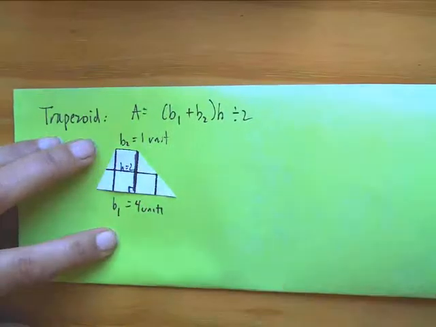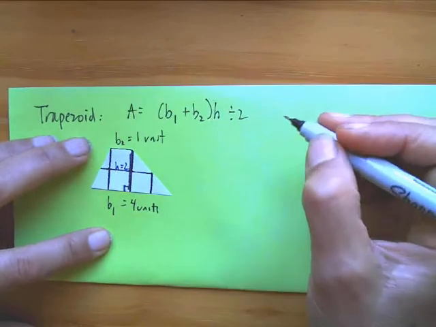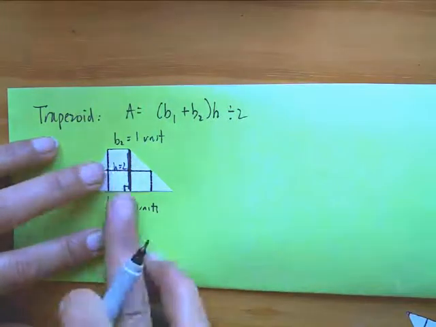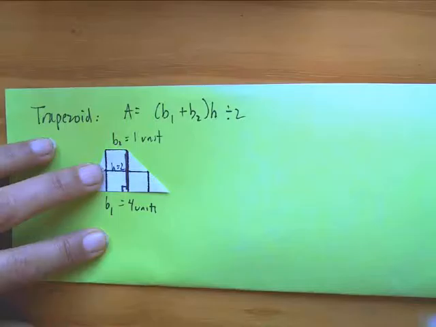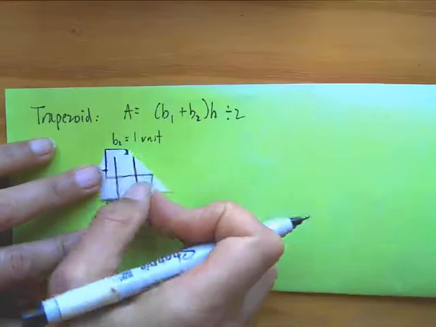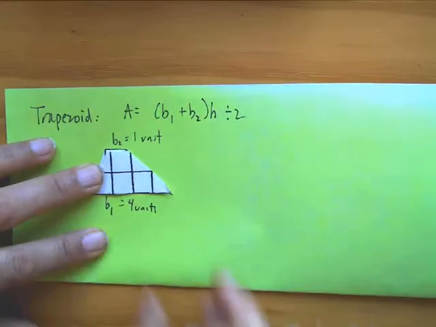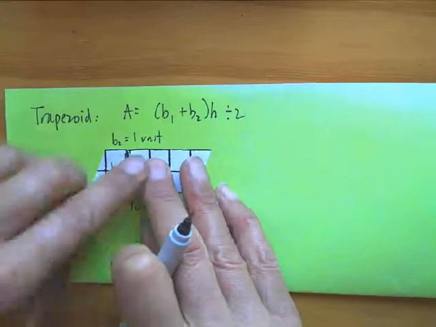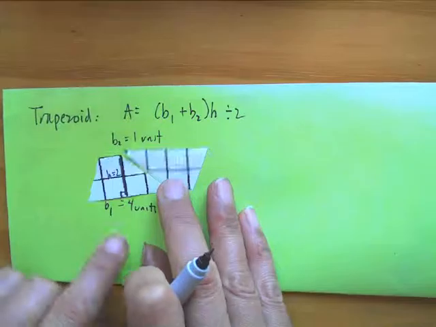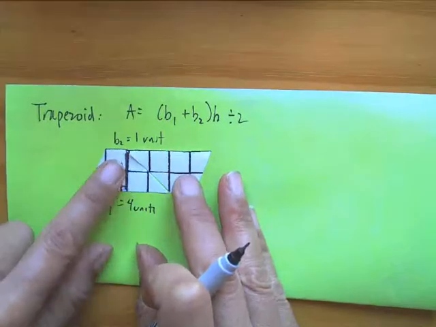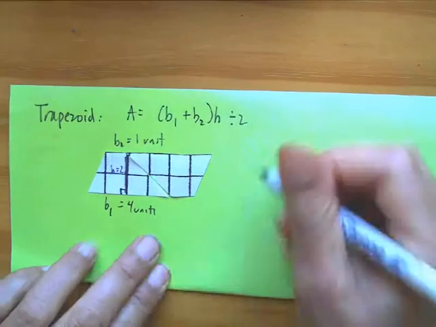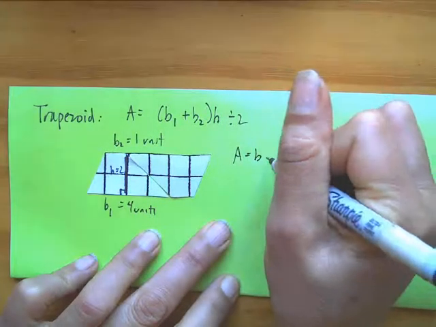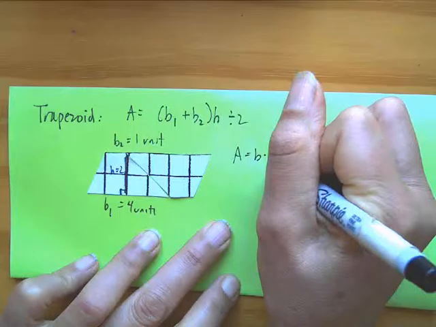So how do they get this formula? Okay, so this formula comes from taking a trapezoid and the exact same trapezoid, so here's the exact same trapezoid, and flipping it around. I actually get a parallelogram. And we know that the formula for a parallelogram is base times height.